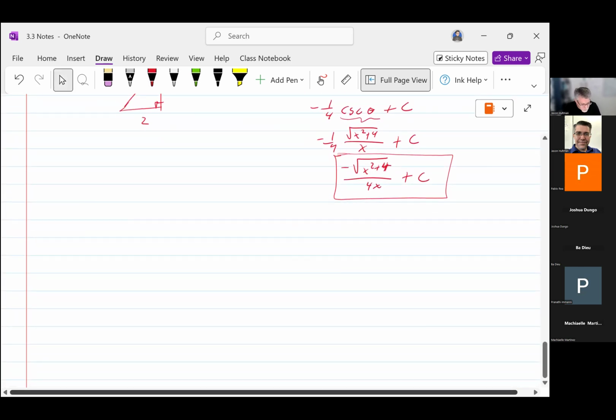Okay, let's try another one. Number 3. The integral of 1 over the square root of x squared minus 25 dx.